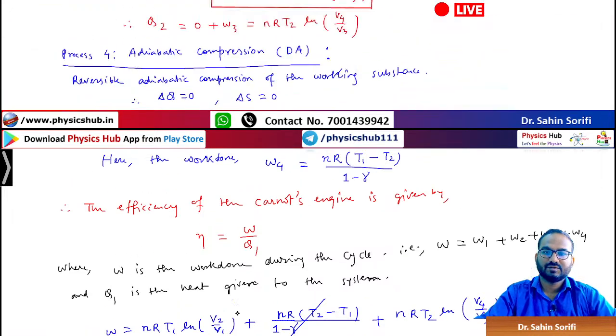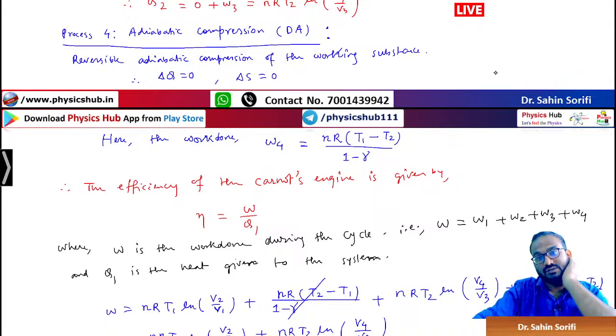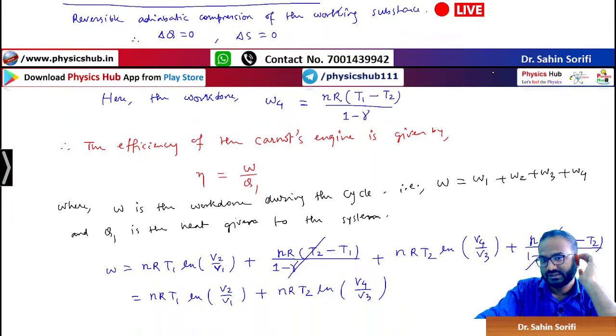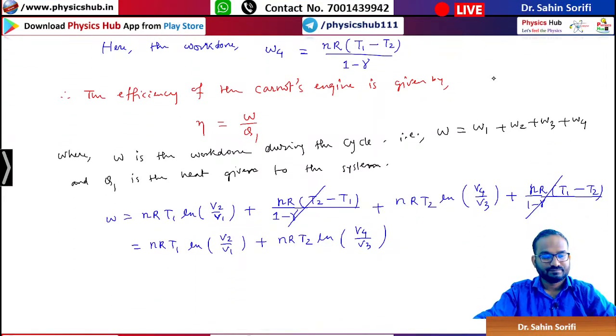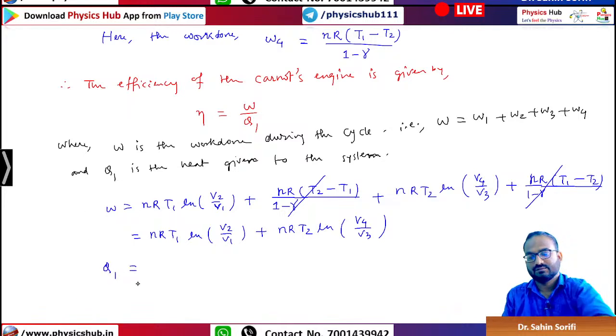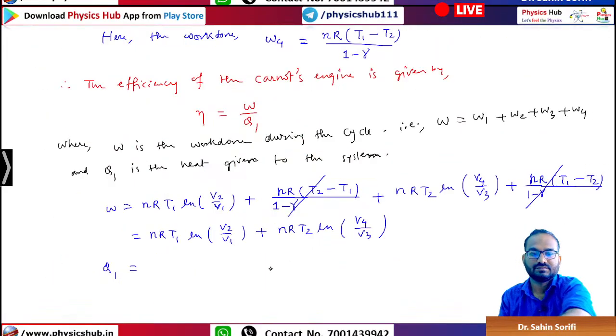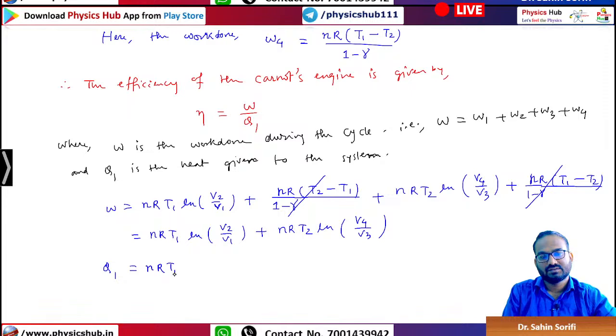Delta Q is equal to 0 for the adiabatic processes. Actually, our main interest is Q1 and Q2. The other two processes are adiabatic, so there will be no heat exchange. Q1 is equal to, what is the value of Q1 we got in the first process? nR T1 ln V2 by V1.